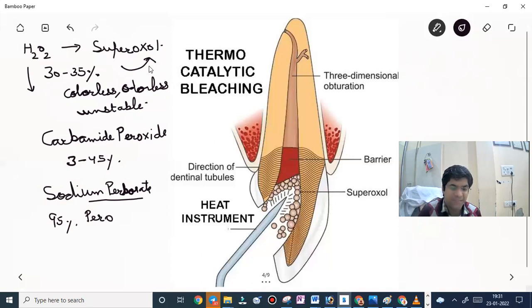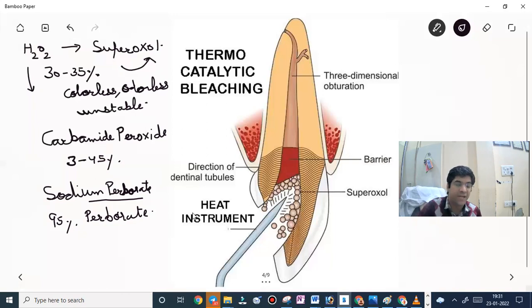And remember, it is stable when dry. It is available as 3 types: monohydrate, trihydrate, or tetrahydrate. They differ in the oxygen content, so that will determine the bleaching efficacy.